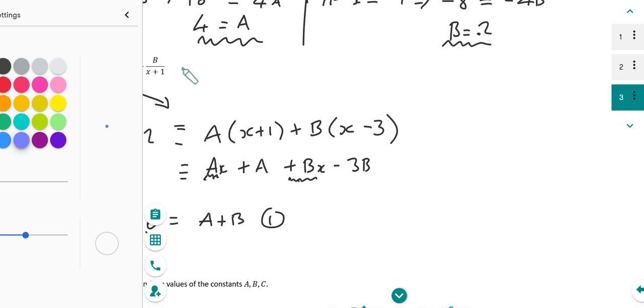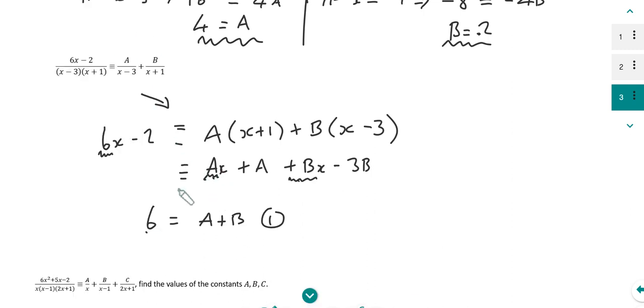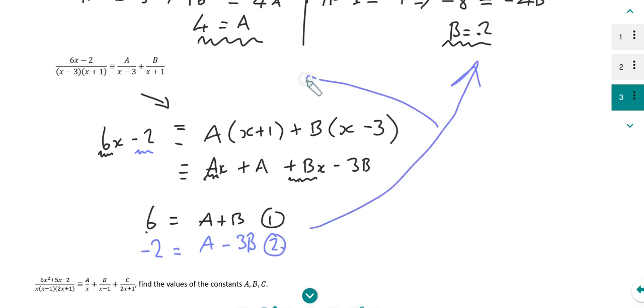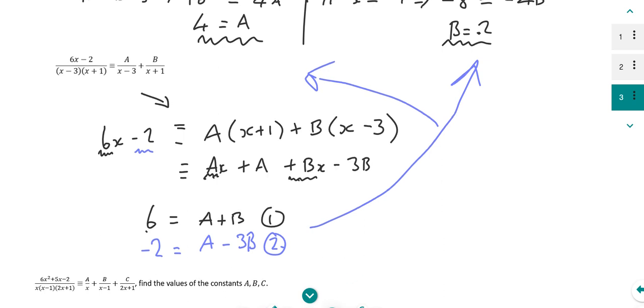Let's change the pen. So I can say on the left there's minus 2 for the constant, the number, and on the right hand side there's A over there and minus 3B. And if you solve these simultaneously, and you can use your calculator, you should get the same results from before. So this is called comparing coefficients. It's often quite a quick way that you can do it.